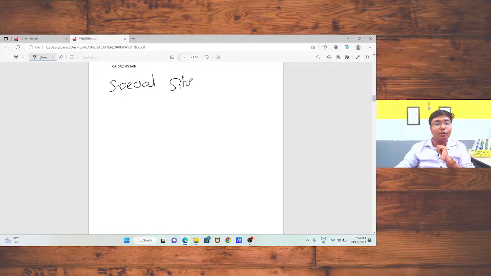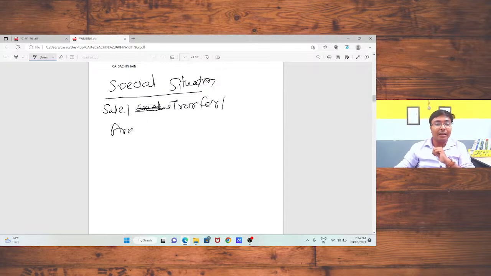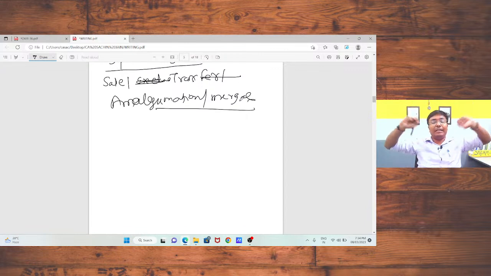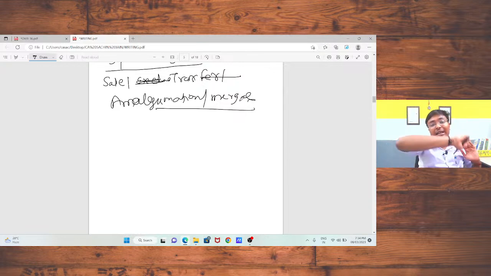Sir, we have discussed four situations. Now we are discussing a special situation, in case of sale, in case of transfer, in case of amalgamation, in case of merger, what is the procedure to transfer the assets? Just take an example. I have an industry that is XYZ limited and I want to demerge that industry into XY limited and Z limited.